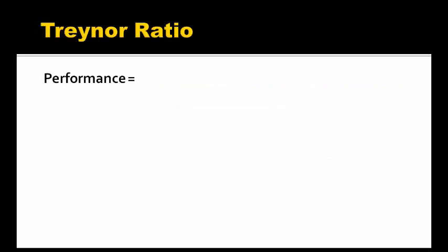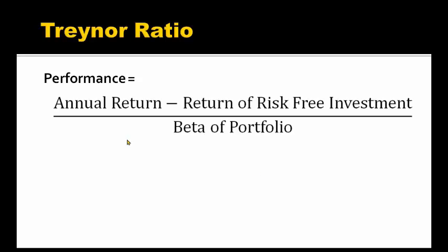Now we discuss the Treynor ratio. What is the formula? First, we discuss the formula. The formula in the case of the Sharpe and Treynor ratio is the same. The numerator is the same, but only the denominator changes. Okay, what is the formula? Annual return minus return of risk-free investment divided by beta of portfolio.